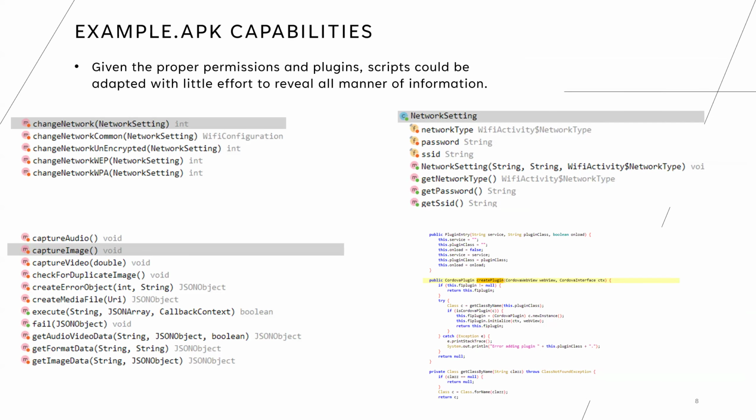Further capabilities of the example APK: when I decompiled it, I was just looking at what it could do, what kind of things it was touching, and it's kind of all over the place. It's got hands in everything. It's got Cordova plugins for network manipulation, for capturing image, audio, just very dangerous stuff.